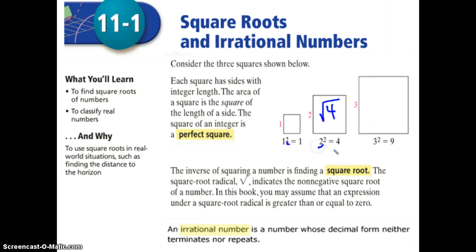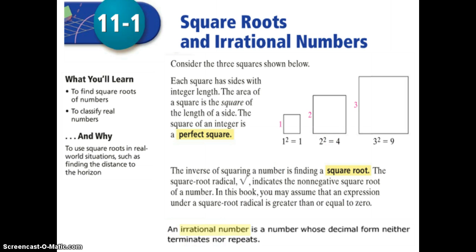which is 2. So basically, in this book, you may assume that an expression under the square root will always be greater than or equal to 0. So make sure that when you are taking the square root of something, you remember that it cannot be a negative answer. There is such a thing as negative answers with square roots, but you will not see that as a 7th grader. You will see that later on when you take math in high school.